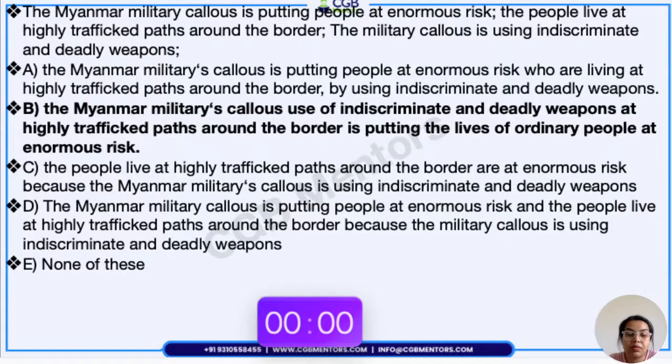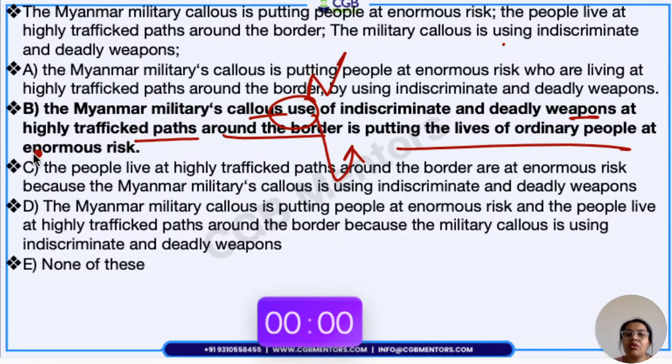Answer to this one is B. Myanmar military callous is put people at risk. People live at trafficked paths. Military callous is using deadly weapons and not fine methods. So the military's callous use such weapons at such paths around the border. So the military's callous uses your main noun and the subject. This use is putting lives of ordinary people at risk.